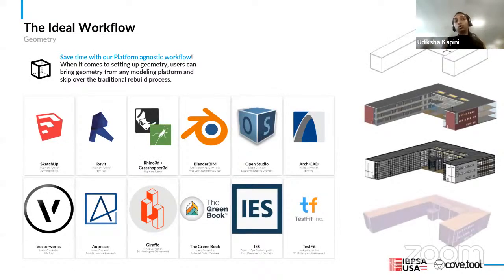And whether you do energy modeling in-house or hire consultants, it is a time-consuming process when you are switching between different platforms. That is why Cove tool provides a wide list of plugins that can export your geometry at different stages of your project. So you may have a project in your early design phase modeled in Sketchup, for example, or Rhino, but you also have a more detailed model that's been developed in Revit. These plugins help you export your geometry and perform energy analysis through our Cove tool platform.